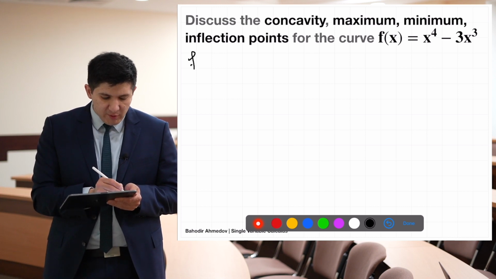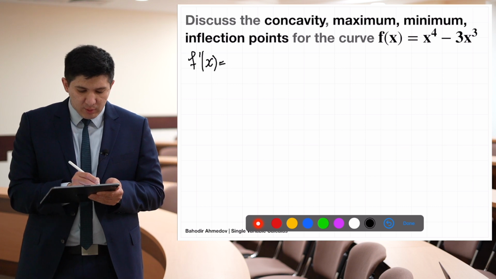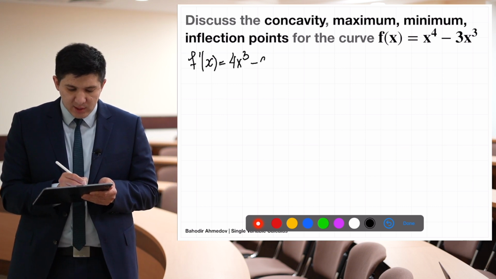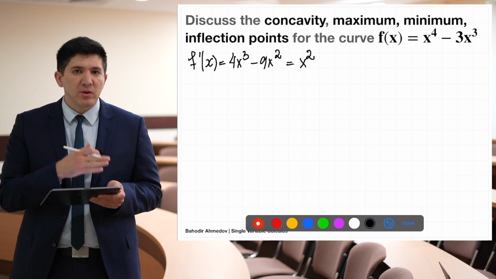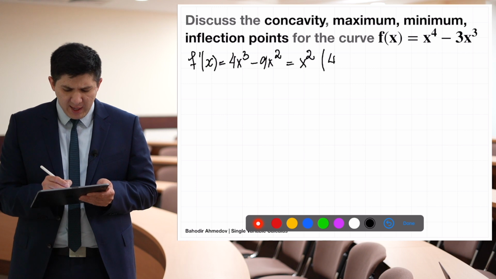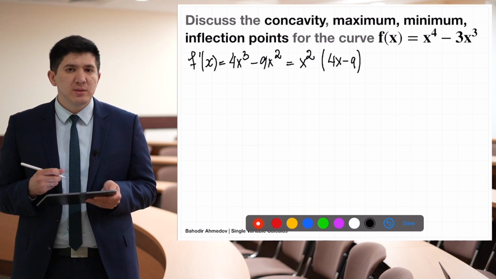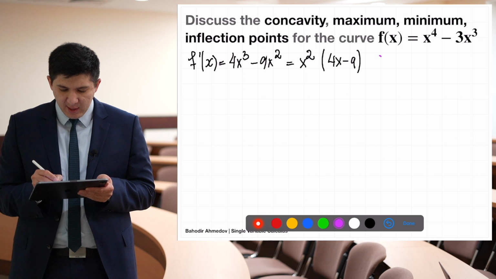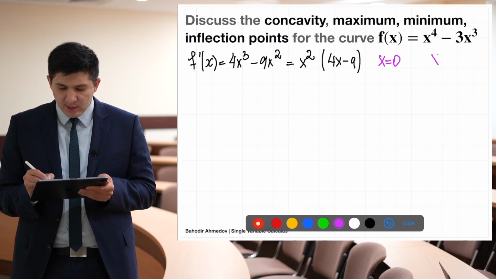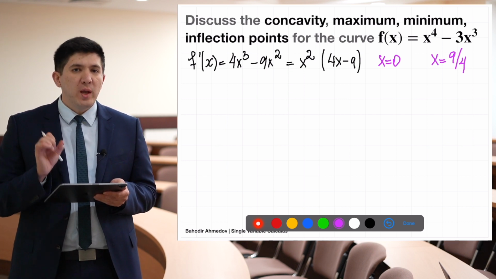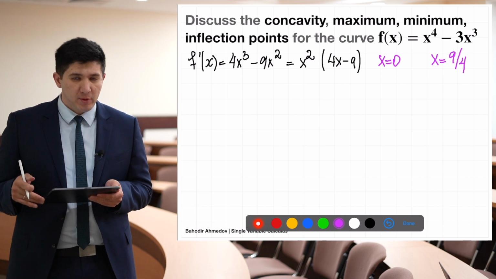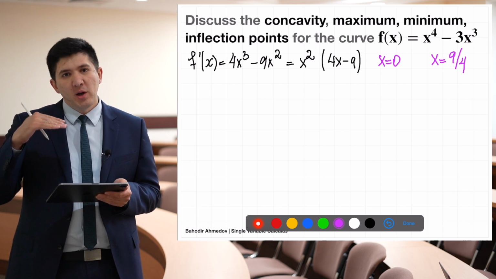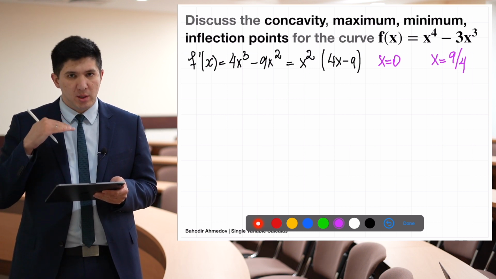If you take the first derivative of this curve, it is going to be equal to 4x cubed minus 9x squared. Well, I can take out x squared from the brackets. It's going to be x squared times (4x minus 9). It has two zeros, right? At two points, at x equals 0, and at x equals 9/4. So we call those points where the first derivative is equal to 0 the critical points. They are the points where the tangent lines are going to be horizontal.